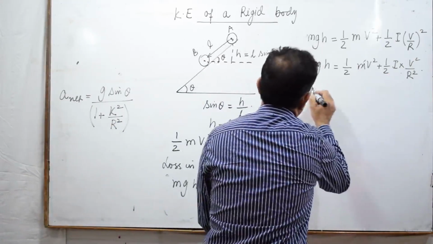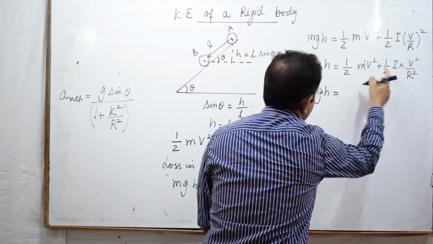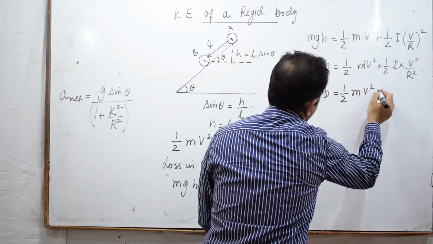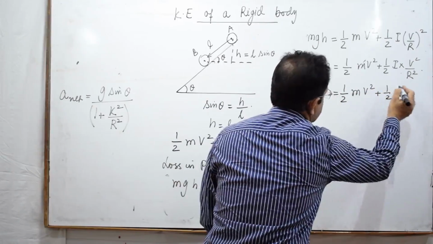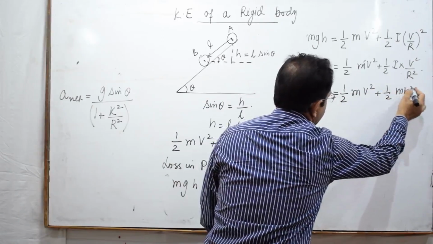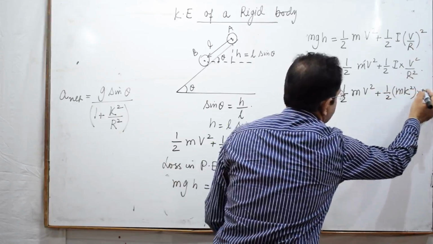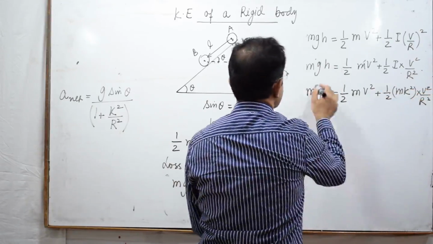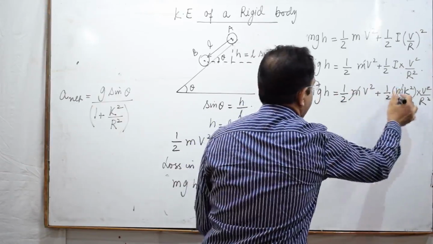So let me write as mgh, क्योंकि इस स्टेप में अगर यहाँ भी m आ जाए, that would be cancellation throughout. तो 1 by 2 I की जगह can I write mk square? Yes. What's k here? Radius of gyration. v square divided by r square. अब आप m को cancel out कर सकते हैं throughout. m and m gets cancelled out.